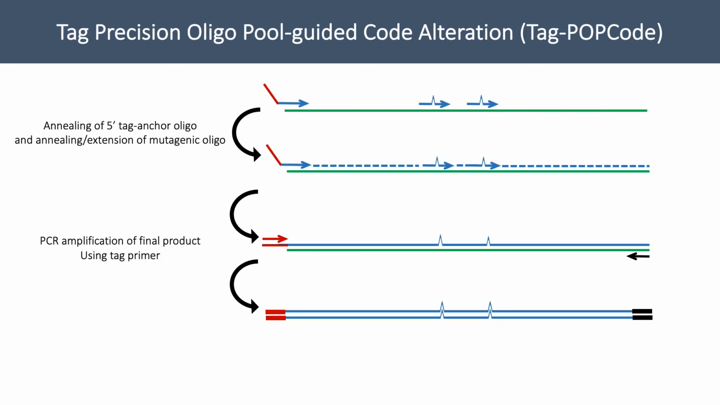In its newer second version, we removed the uracilated template, and now we just use our denatured wild-type plasmid as a template. And again, mutagenic oligos and a 5' oligo, now with a tag sequence, are annealed and extended. After that, we specifically amplify the newly created mutant strands simply by priming PCR on the tag sequence that was introduced on the 5' end of those molecules. And then these can be directly cloned and sequenced after that.